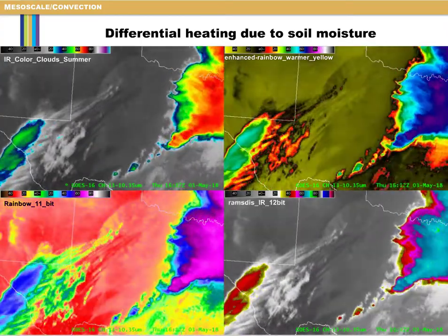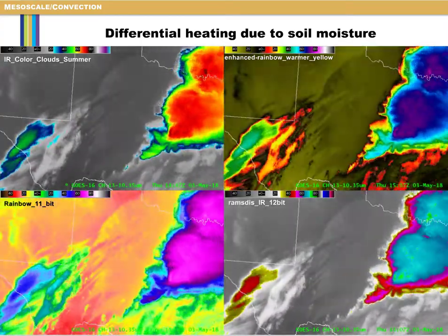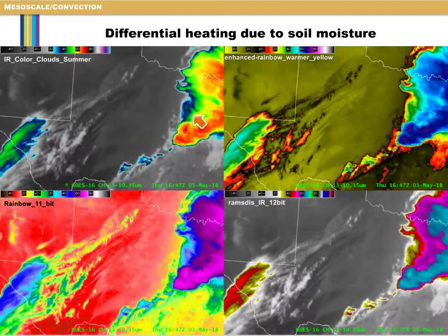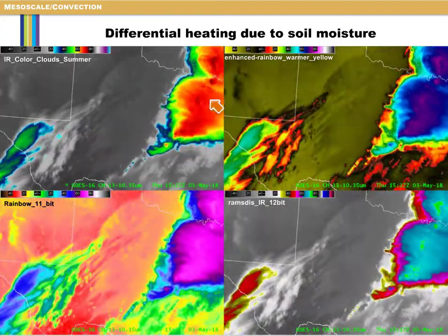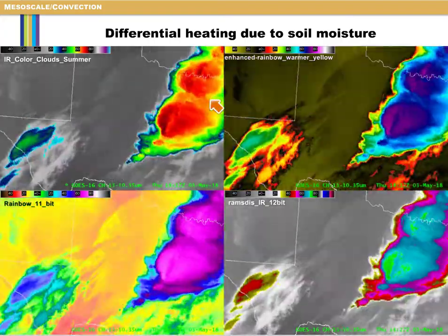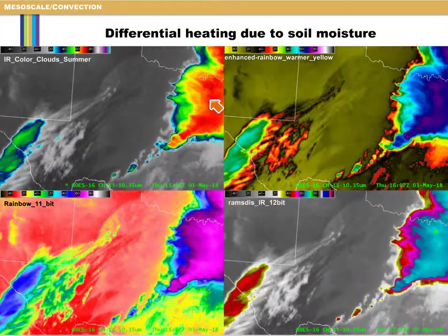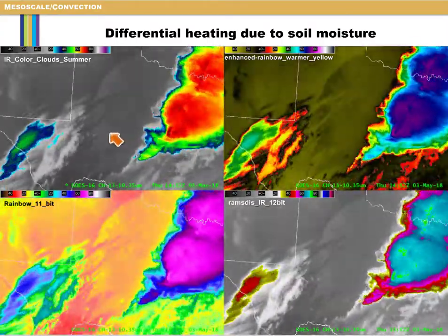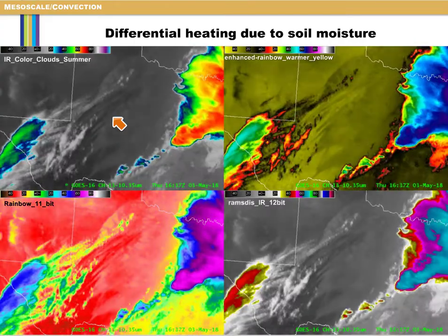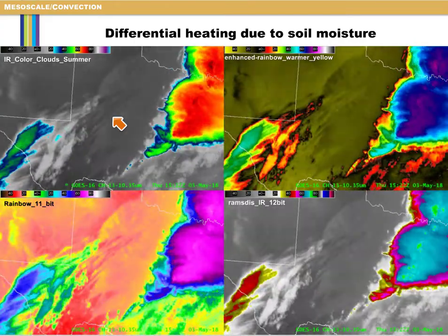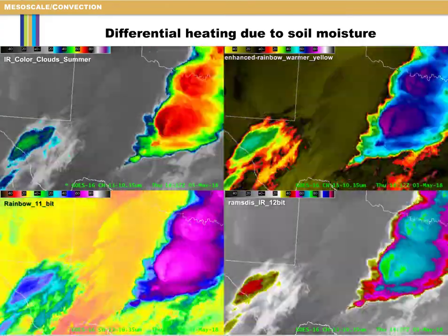This is a loop of GOES-16 IR imagery at 10.3 microns using 4 different color tables. Thunderstorms developed across West Texas and moved eastward, where they can be seen moving through the Dallas area. As the ground warms up due to daytime heating, we observe streaks of cooler brightness temperatures. The streaks correspond to relatively moist soil due to the thunderstorms.